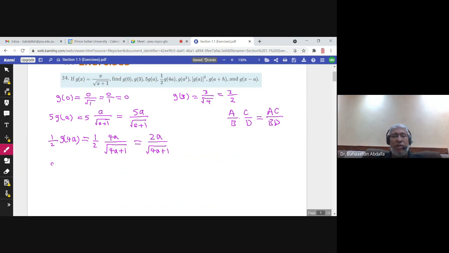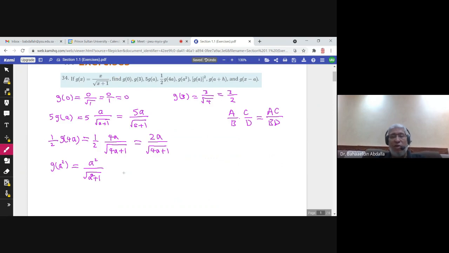G of a square. Well, I go to g of x and replace x by a square. So I will have a square over square root of a square plus 1. So this is g of a square.